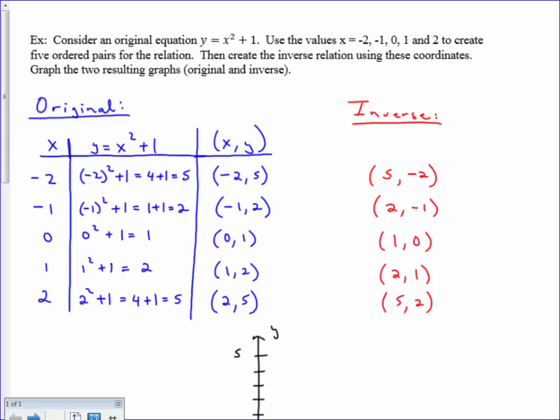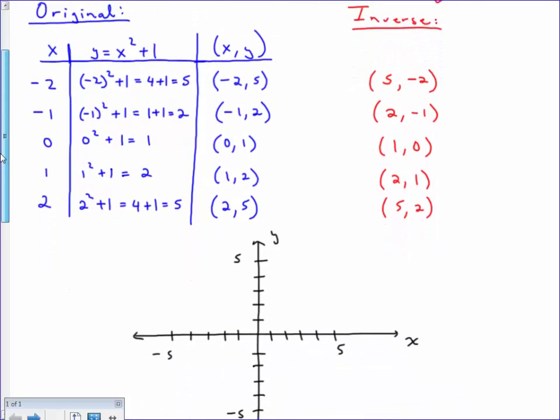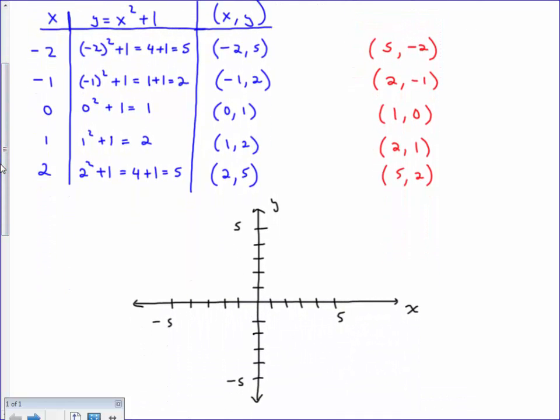Okay, now the instructions here say to create the inverse relation using the coordinates, so that's what we've done here, and then graph the 2 results, the original and the inverse. I'm going to do this color-coded. I'll do the original in blue, I'll do the inverse in red. So coming down below, in blue, -2 and 5, -1 and 2, 0 and 1, 1 and 2, and 2 and 5. So we can see that the original function, and we know this already, is a parabola.